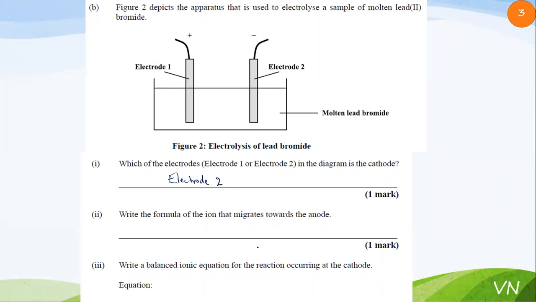Next part asks us, write the formula of the ion that migrates towards the anode. So this here is a molten lead-2 bromide. So molten means that it's only going to be lead-2, so that's Pb2+ and bromide, Br minus. So which one of the ions is going to go towards the anode? Good. So you're correct there. It is going to be the bromide ion.